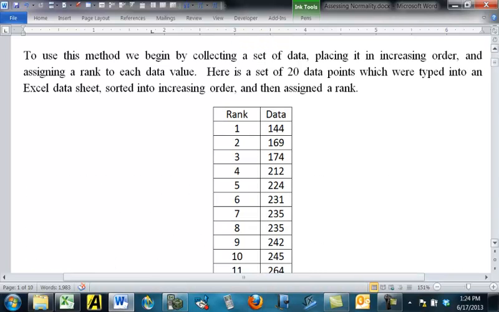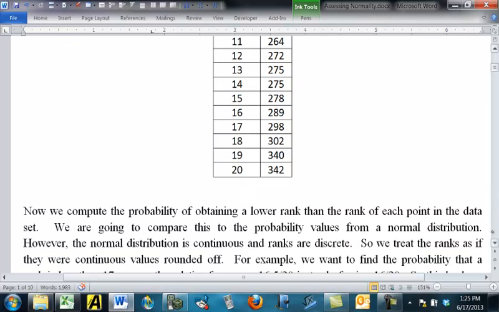Now, the basic idea of what we're going to be doing here is we're going to say, well, if this were from a normal distribution, and we choose a random set of 20 data points, the relative position in this data set should agree with a probability that would go with the z-score for that data point. So let's see if we can see what this means by doing it for this data set.